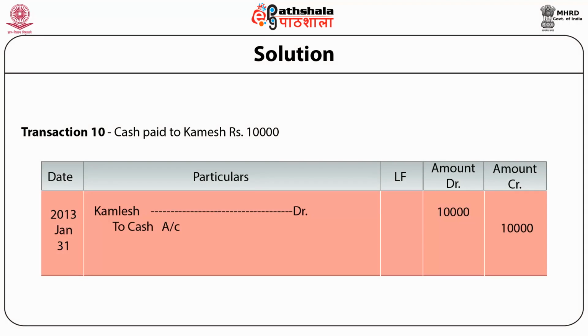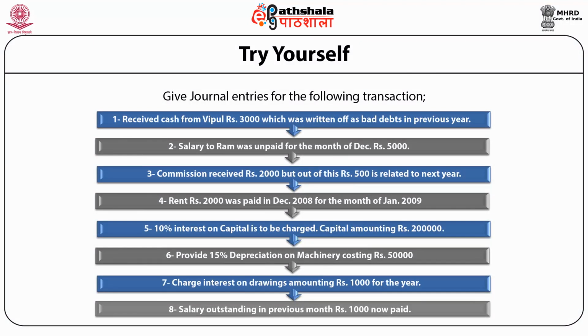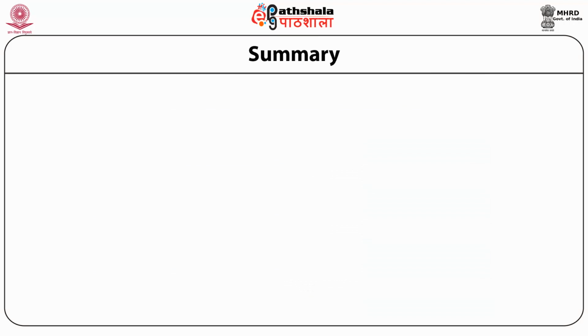And again you have to write the narration in all the transactions. For this transaction, the narration would be being cash paid to Kamlesh, and the amount in the debit and the credit columns. So this way we have to record the transaction in the journal.